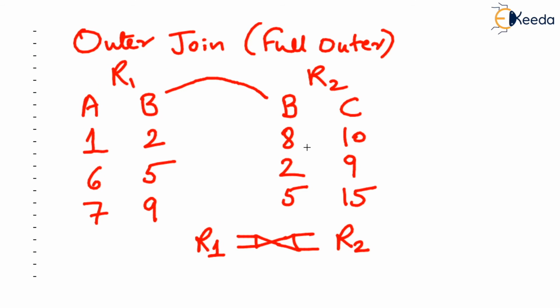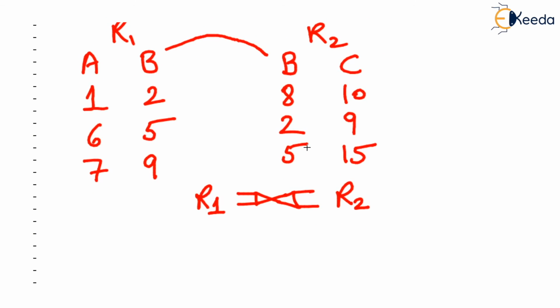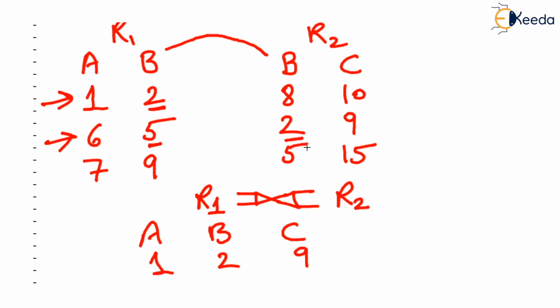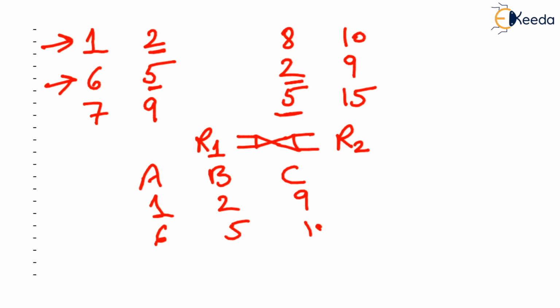What am I talking about? Now, we won't spend a lot of time on this. Let's see ABC. Let's see from R1's perspective. For this 2, a matching 2 is found. So the result is 1, 2, 9. Next row of R1. For this 5, a matching 5 is found. So the result is 6, 5, 15. For this row 7, 9. For this 9, no match is found here. 8, 2, 5. No match found. 9 not found. So still 7, 9 will be shown and null will be shown under C.